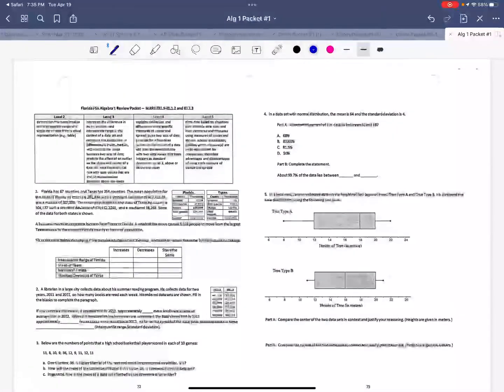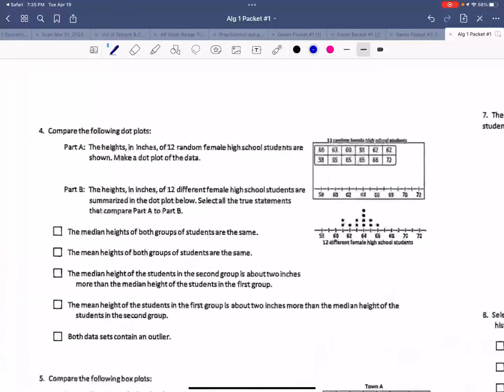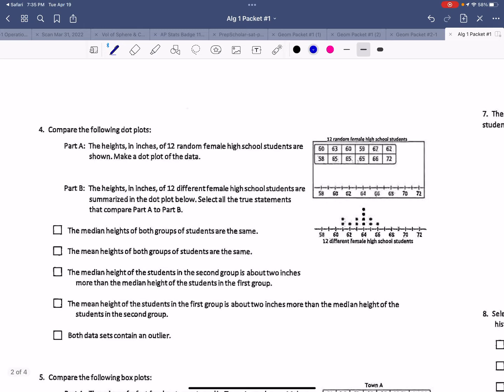So inside our packet, we have some additional stats questions. So let's dig right in. It says, compare the following dot plot. The heights in inches of 12 random female high school students are shown. Make a dot plot. Okay, so here's 60 dot, 63 dot, 60, 59, 67, 62, 58, 65, 65, 65, 66, 72, done.